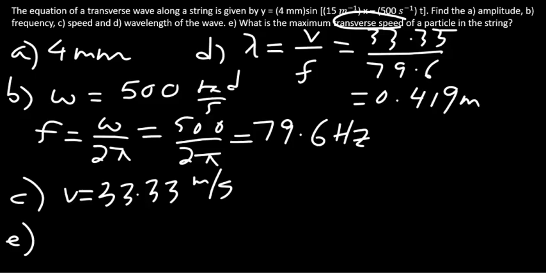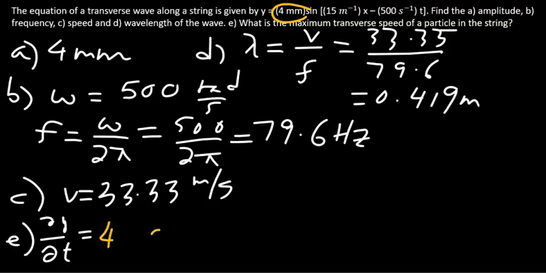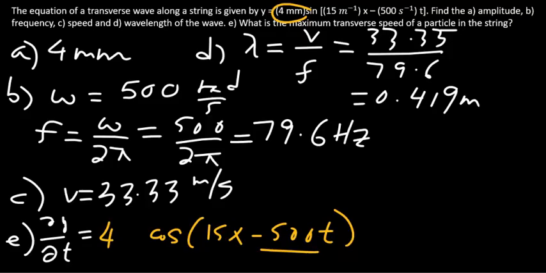Now part E, the maximum transverse speed of the particle. Now that means we will have to differentiate the y function partially with respect to time, like that. Note in front there is this 4, unit is millimeter, this is a sine function. So if you differentiate a sine function, you get a cosine function, 15x minus 500t. Now you have to take the derivative of that t term, which is minus 500t, and that's going to give you a minus 500, which needs to be written in front of that cosine function.